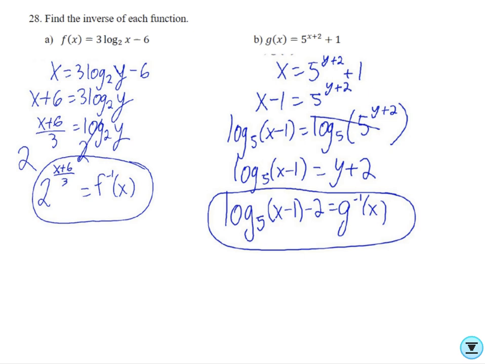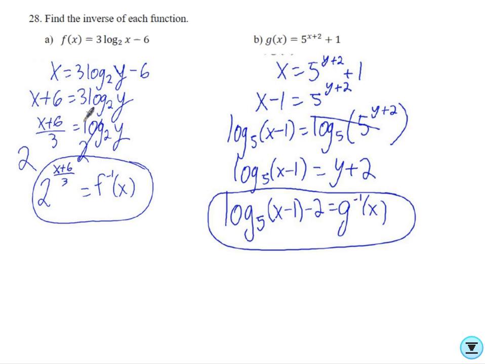All right, so for 28, we're finding the inverse. The first thing you want to do when you're finding your inverse is you want to switch x and y. Remember, f of x is the same thing as y. So when I switch, I get x equals 3 log base 2 of y minus 6. Then I need to isolate my logarithm. So I'm going to first add 6 to each side. That's what I did to get to the second line. Then I divide each side by 3. That's how I got here.